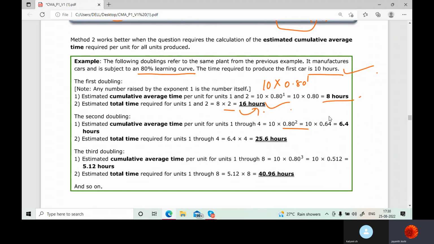Same thing I can do for 2 when doublings are happening. Then I multiplied with 4 units, and I get this. Again for 3, I multiplied with 8 units, and I get this. You can do this, madam. Then we can move forward.